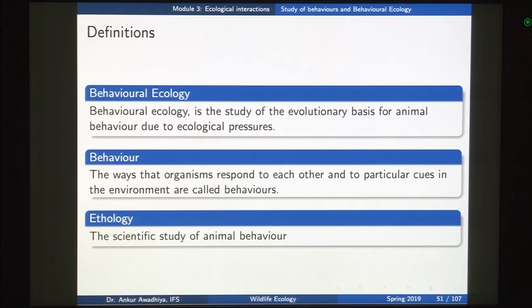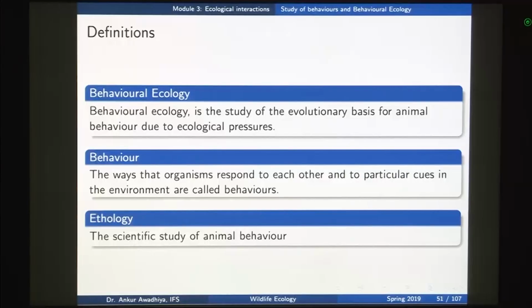What is behavioral ecology? Behavioral ecology is the study of the evolutionary basis for animal behavior due to ecological pressures. Essentially, we are saying that there is an ecological pressure which is governing the behavior of animals, and we are trying to understand the relationship between both of these and how that also plays a role in the evolutionary process.